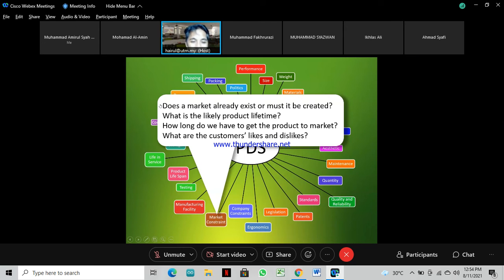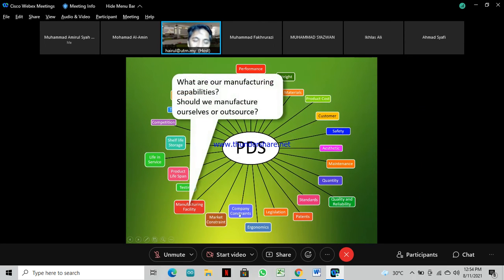Okay, that's about market constraint. Manufacturing facility is the same as company constraint. You have to look at what your manufacturing company is. I'm talking about this because you guys might end up with a virtual prototype, but in the real case, you have a physical prototype. You fabricate. Before, when it was face-to-face, you had to fabricate.